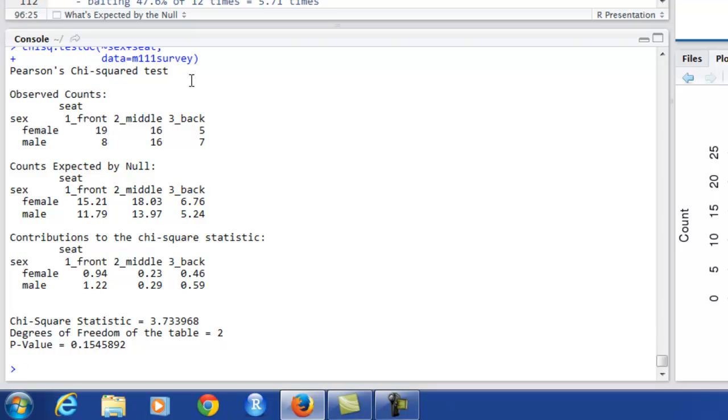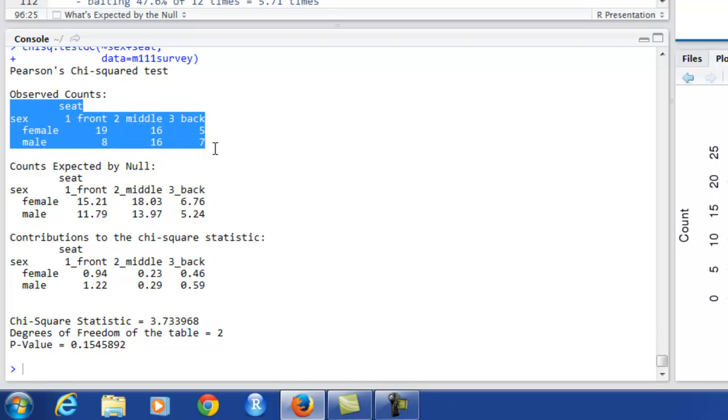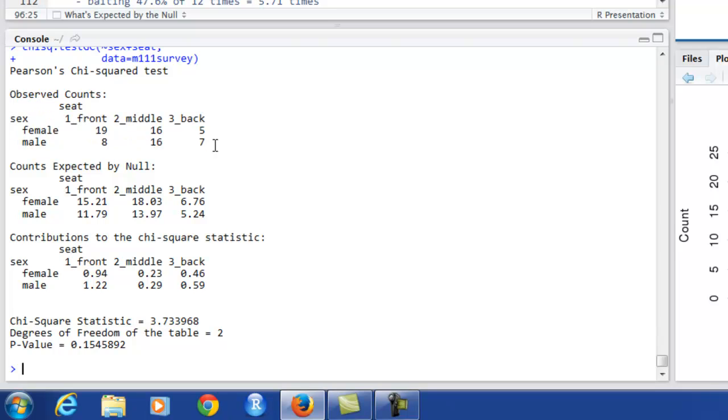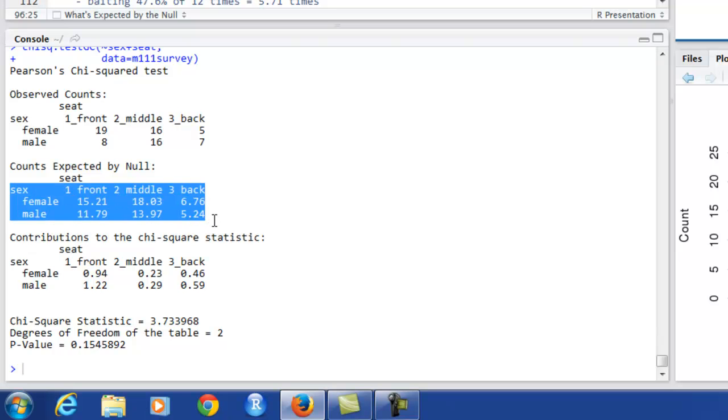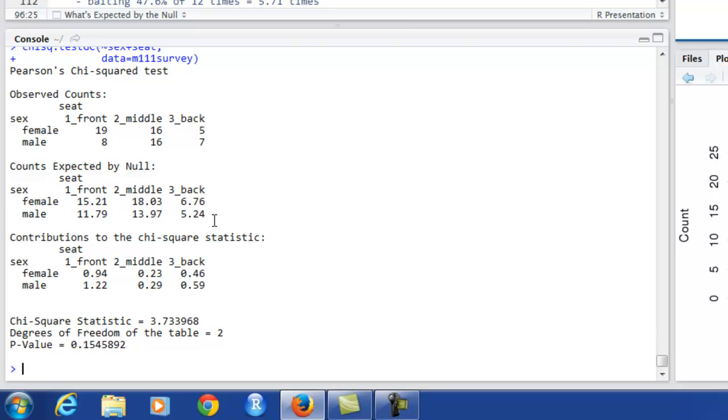The output says Pearson's chi-square test. Karl Pearson, who lived around the turn of the 20th century, was the person who developed this test. We first are given the observed two-way table, the counts. Next, we're given the counts that the null would expect to see if there's no relationship between sex and seating preference in the Georgetown College population as a whole.